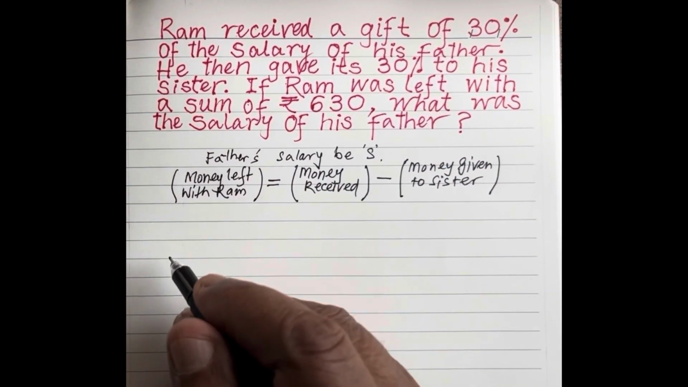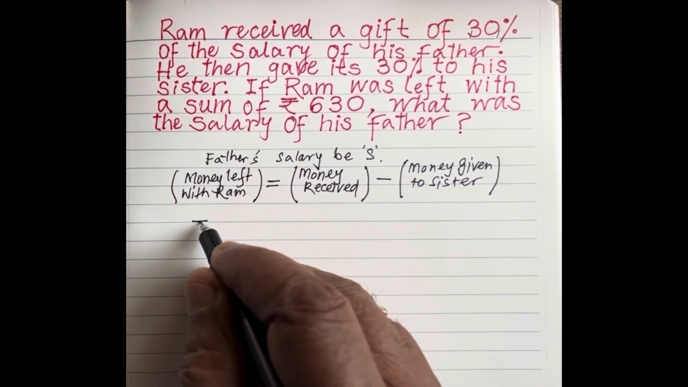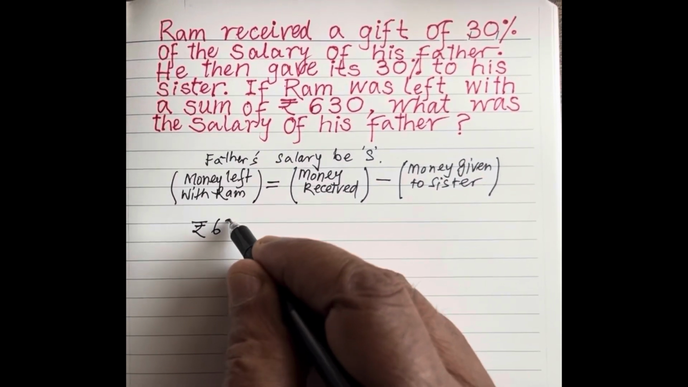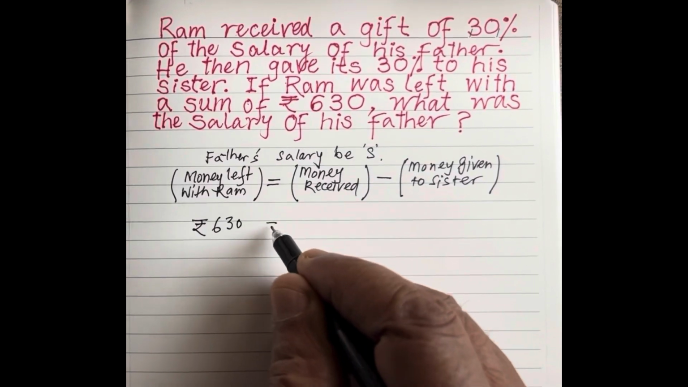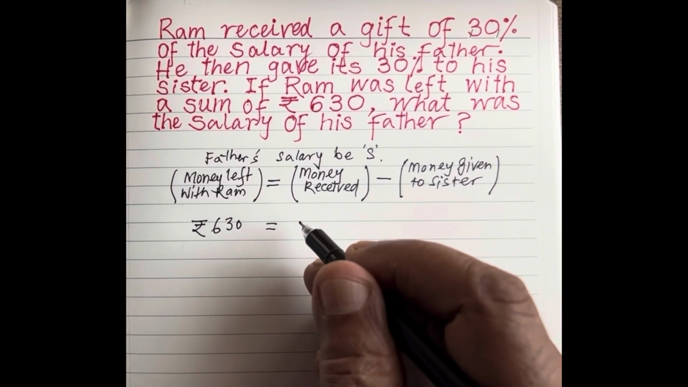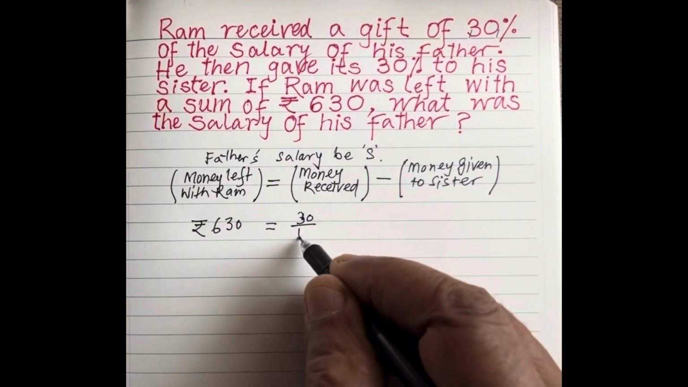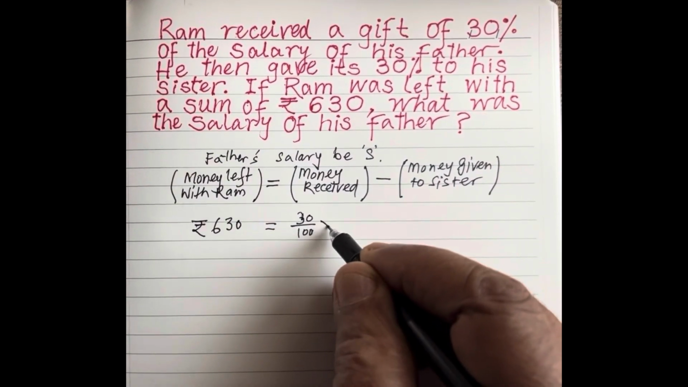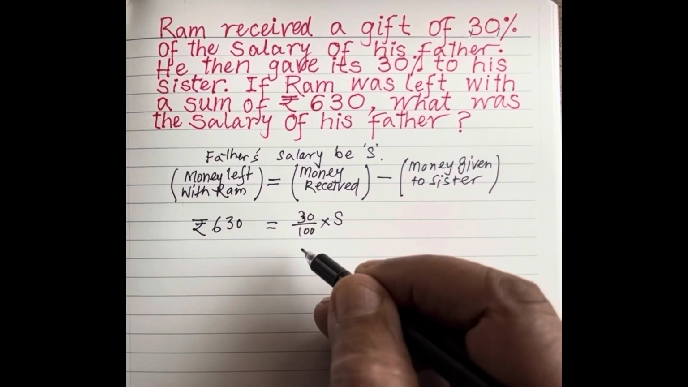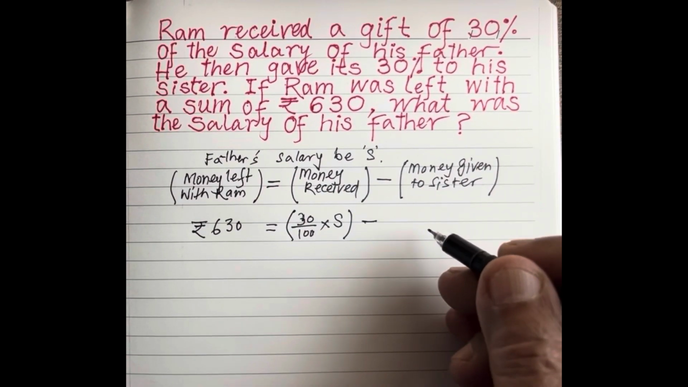So what money Ram is left with is 630 rupees, and money received is 30% salary of his father. So 30% means 30 over 100, and father's salary we have taken as S, so we write here S. Minus money given to sister.